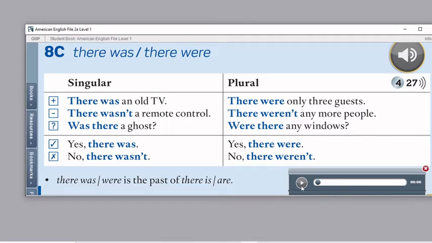Listen. 4.27. There was an old TV. There wasn't a remote control. Was there a ghost? Yes, there was. No, there wasn't. There were only 3 guests. There weren't any more people. Were there any windows? Yes, there were. No, there weren't.